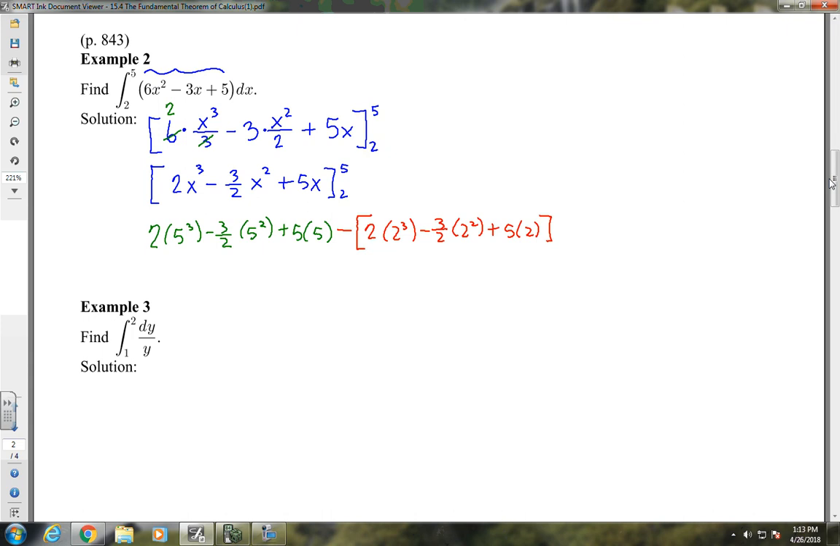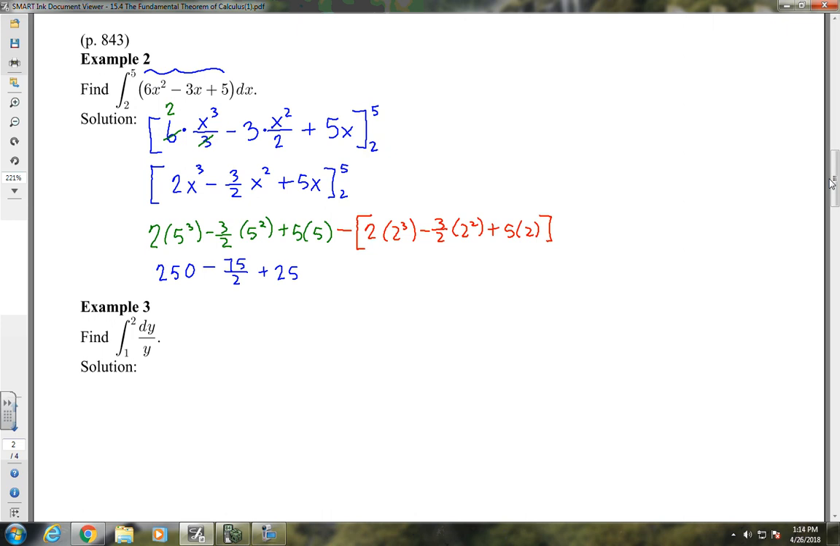Okay, so this is all arithmetic. You can take as many steps or as few steps to calculate this as you want. You can plug it into your calculator and put it all in one step if you want to. I'm going to take just a couple of steps to evaluate it. So 5 cubed is 125, and 125 times 2 is 250. Next, I have 5 squared, which is 25, times 3 halves. That gives me 75 over 2, and plus 25.